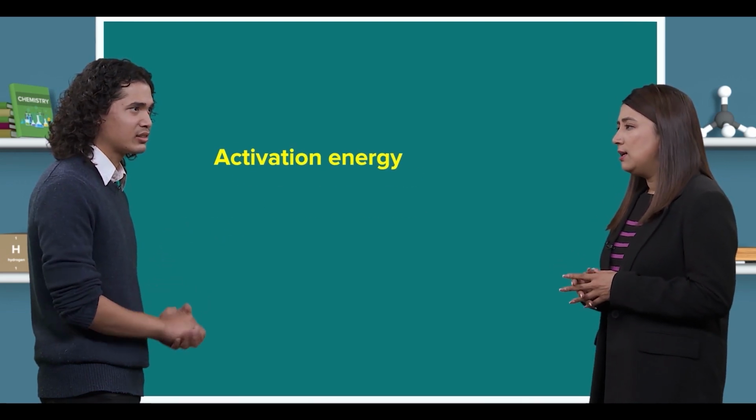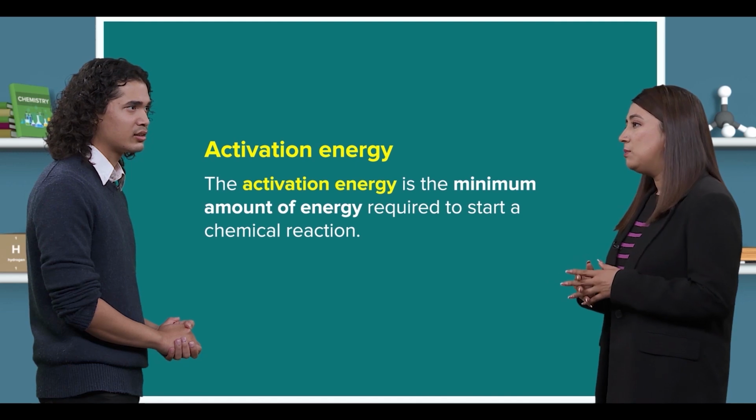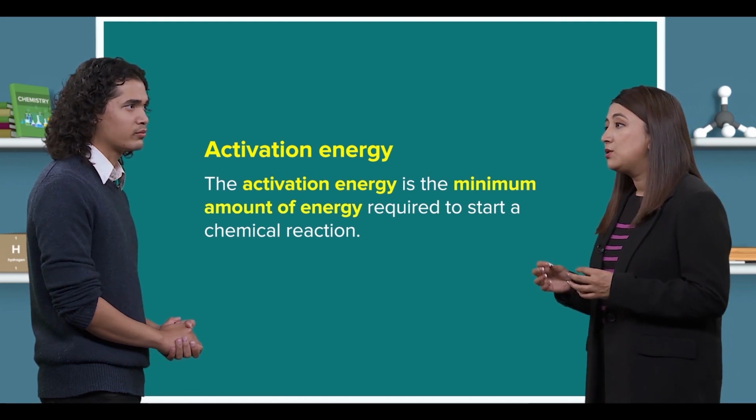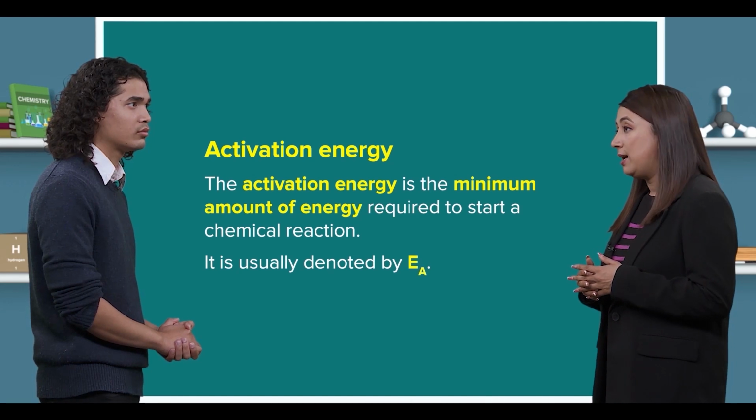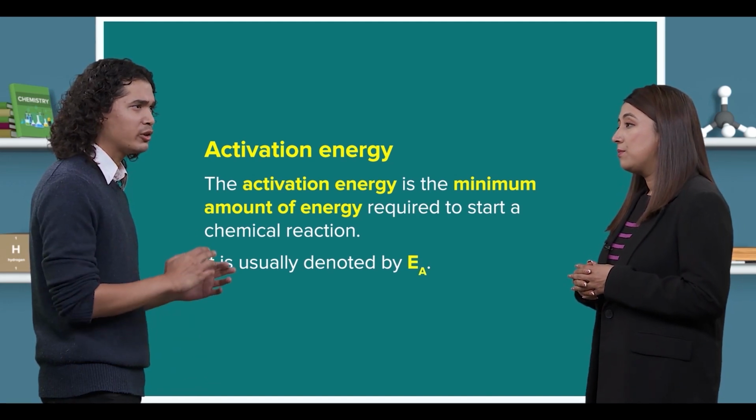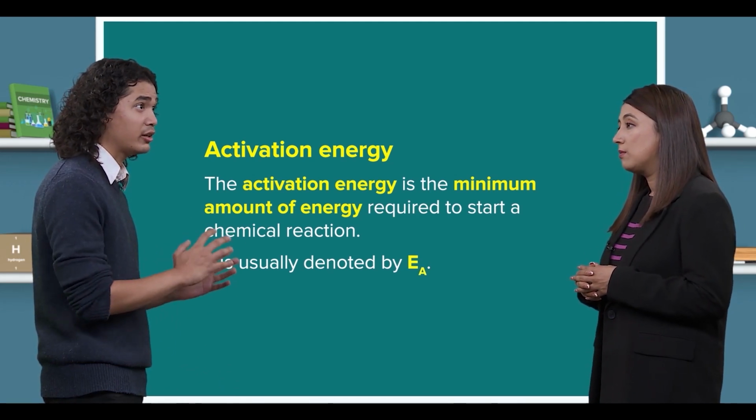You're kind of correct. The activation energy is the minimum amount of energy required to start a chemical reaction. It is usually denoted by EA. Then how do we include the activation energy in our enthalpy level diagrams?